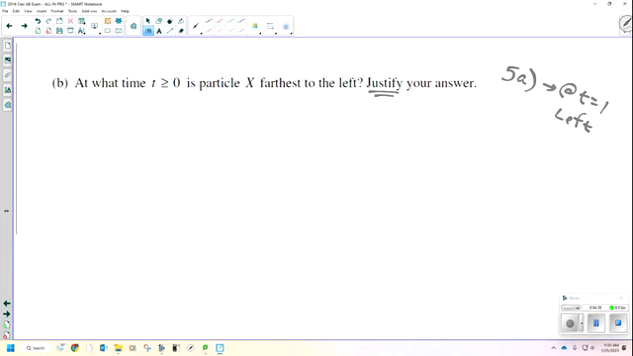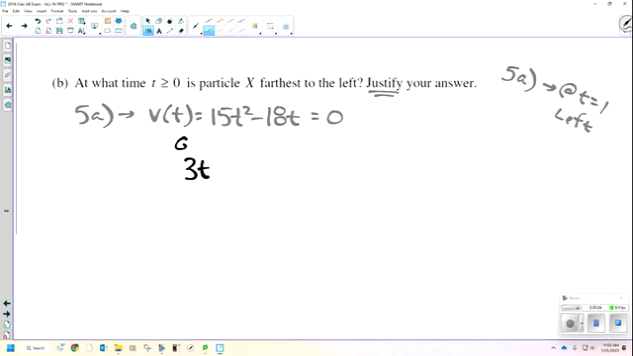Let's figure this out. So we just determined from 5a that our velocity was 15t squared minus 18t. So let's figure out our critical points. Let's figure out where velocity is equal to 0. And we're going to use a number line to map out the movement of this particle. So let's factor and solve this. Factoring, my friends, never goes away. Ever. So I can take out a 3 and a t for a GCF, my greatest common factor, and put that in front.